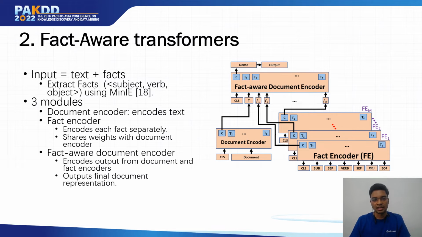This architecture has three different modules. On the right-hand side of your screen you can see the architecture overview. The first is the document encoder, second is the fact encoder, and third is the fact-aware document encoder. The job of the document encoder is to encode the text directly. The job of the fact encoder is to encode each of the facts individually, and the job of the fact-aware document encoder is to fuse the representation coming from the document encoder and the representation coming from the fact encoder and give us a final document representation that can be used in downstream tasks.